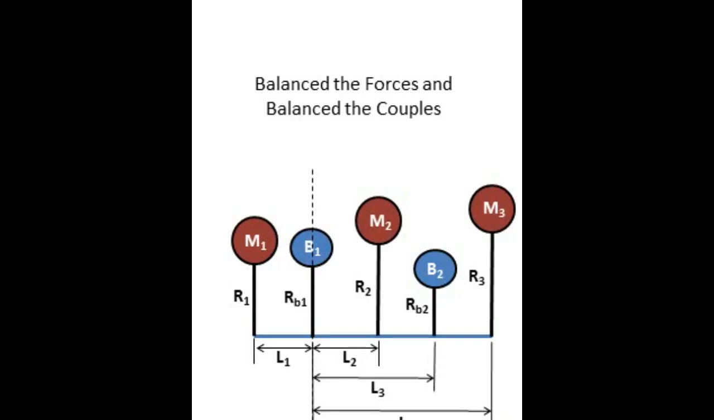To balance the unbalanced system of unbalanced masses on multiple planes, the best scenario is that we can choose some balancing masses at some arbitrary planes at some radial distance from the axis of rotation. The blue line represents the axis of rotation, and also at some axial distance along the axis of rotation.